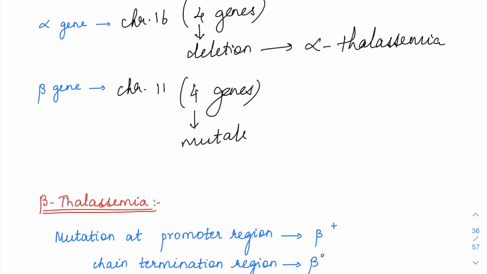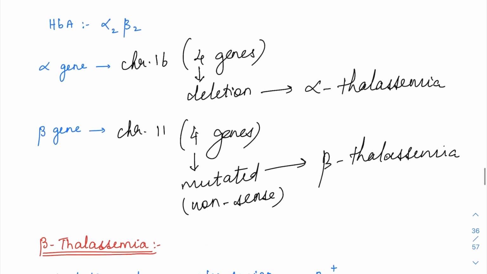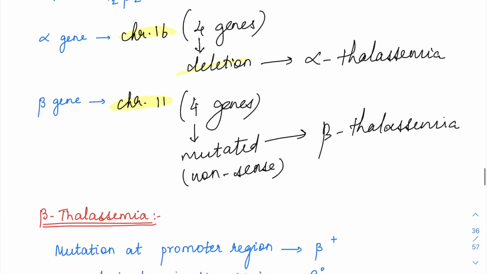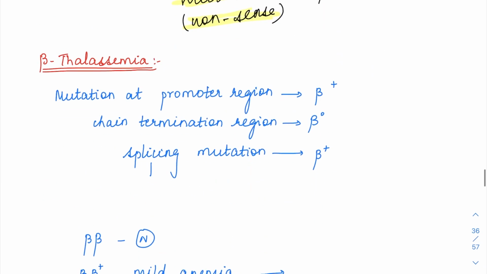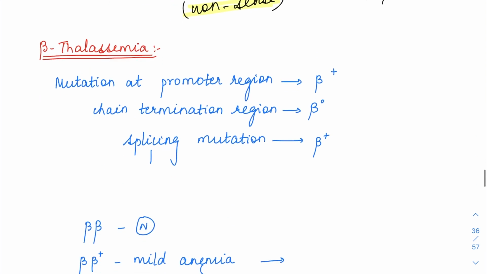While the beta chains, if they are getting mutated, mainly nonsense mutation, it is going to result in beta thalassemia, right? So each of these words is going to be important. Alpha genes in chromosome 16, beta genes in chromosome 11. Deletion is going to cause alpha thalassemia, while nonsense mutation is going to cause beta thalassemia. Okay, so beta thalassemia is going to be more common than alpha thalassemia. So under beta thalassemia, let us see what is the pathogenesis here.